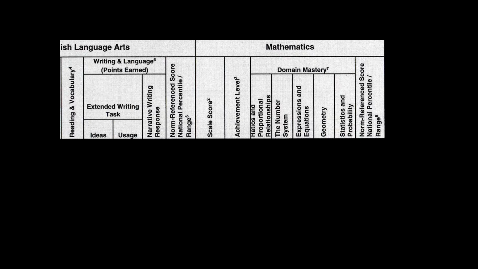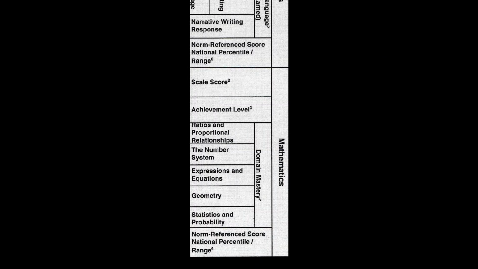Okay, now in interpreting our math, we're going to look more closely at the scale score and the achievement level in particular. Okay, let's get started. We have our scale score. We have our achievement level. We have the different domains that will be used to determine how the scale score and achievement level were composed. And then we have our norm reference score, national percentile range. Okay, let's look at each of those more carefully.